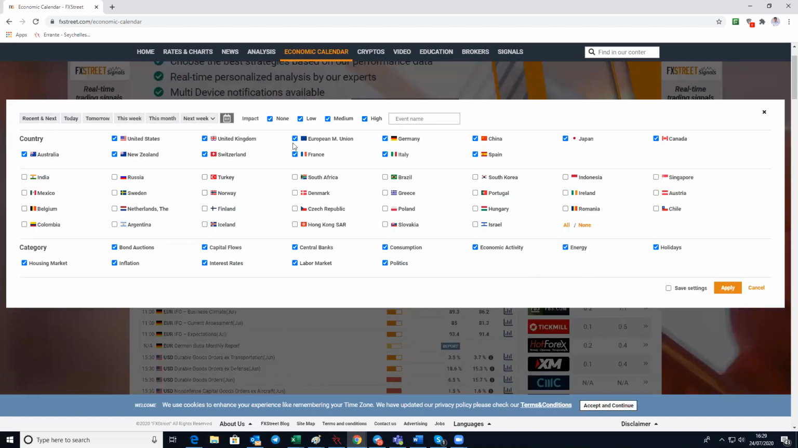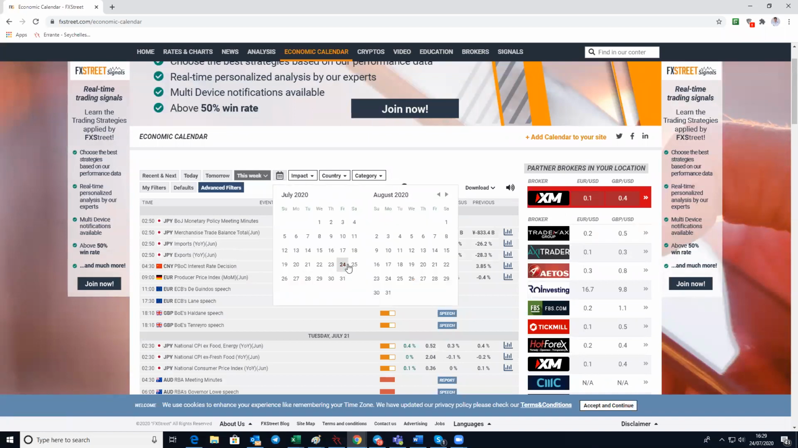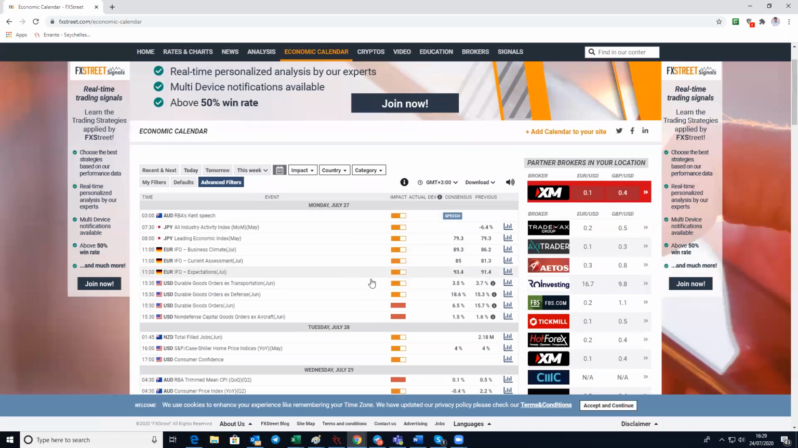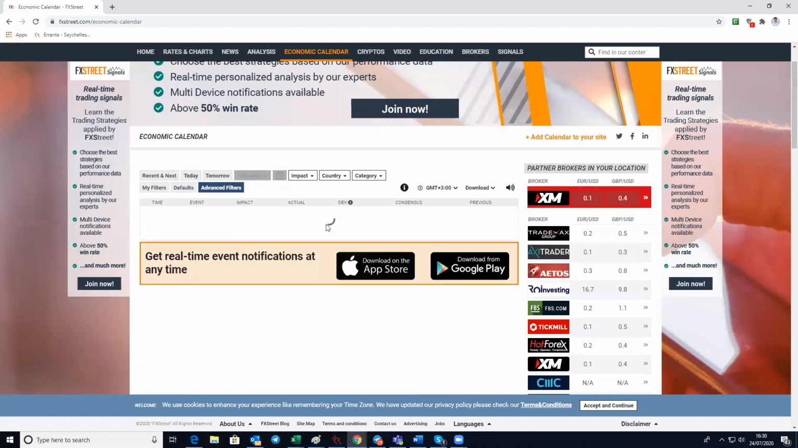Advanced filter. Okay, I want medium and high. I think we should do it by date. 24th, 25th, and 31. Yeah, and it doesn't come out. Okay, Tuesday. Now, from Monday itself, we can do it separately on Saturday, Sunday. Let's say this week first.